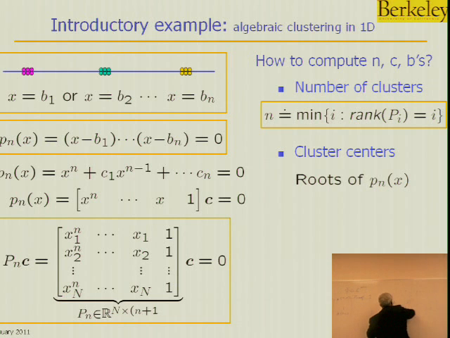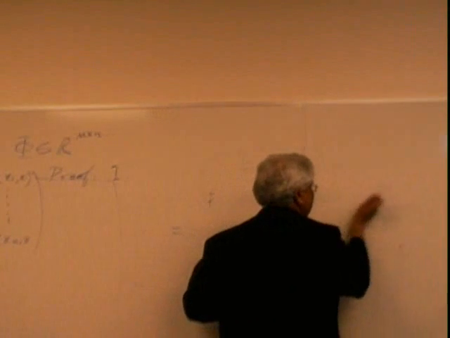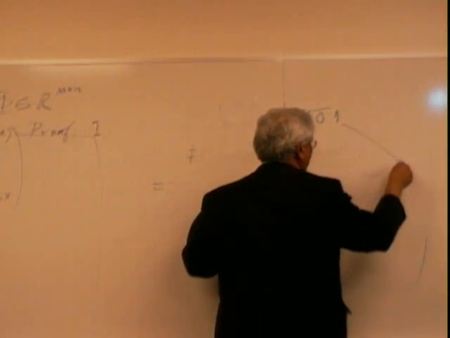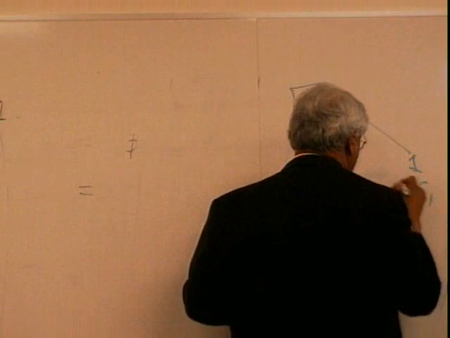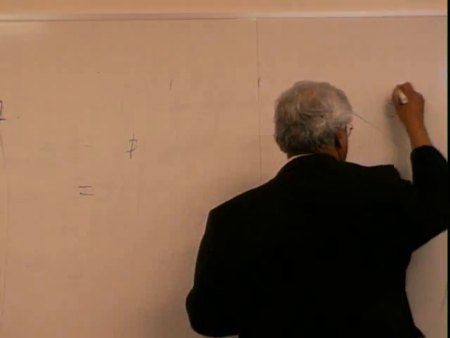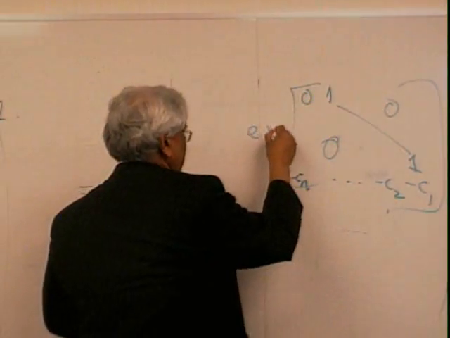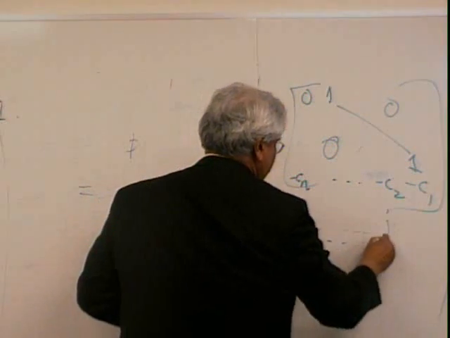See, these are all the reasons you should never do math in PowerPoint. But today will be the only time we'll do it. So you put 0, 1, 1, 1, and then you just put minus C1, minus C2, minus Cn, zeros here. And the eigenvalues of this matrix are B1, B2, Bn.